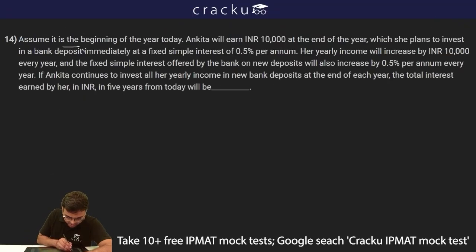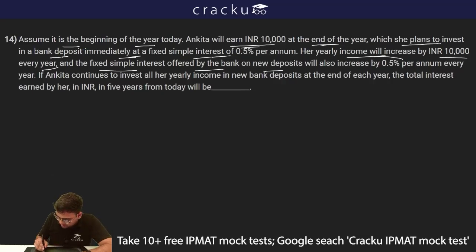Assume it is the beginning of the year today. Ankita will earn INR 10,000 at the end of the year, which she plans to invest in a bank deposit immediately at a fixed simple interest of 0.5% per annum. Her yearly income will increase by 10,000 every year, and the fixed simple interest offered by the bank on new deposits will also increase by 0.5% per annum every year. Okay, this is every year as well.